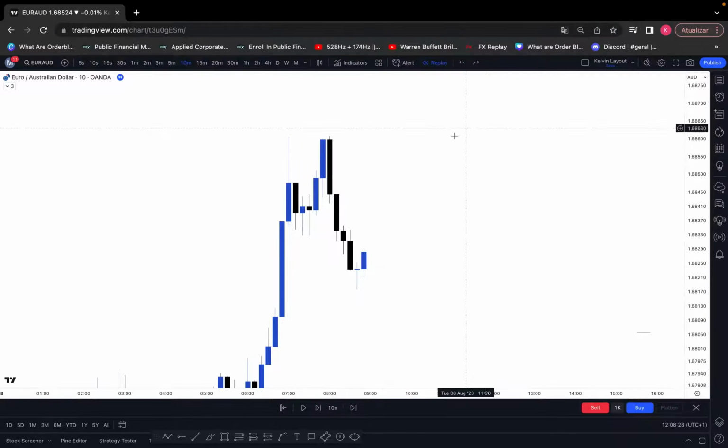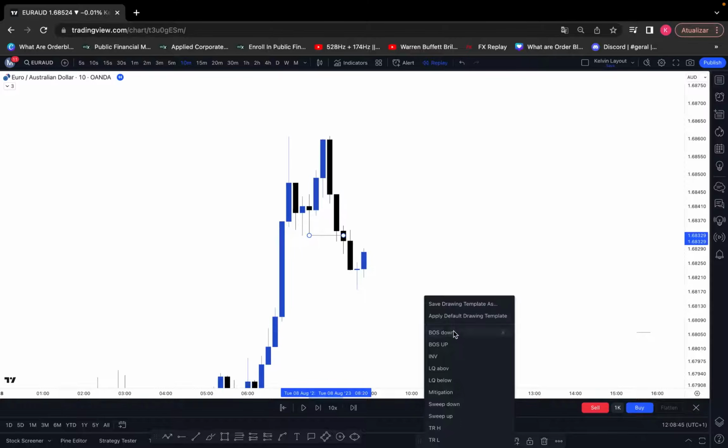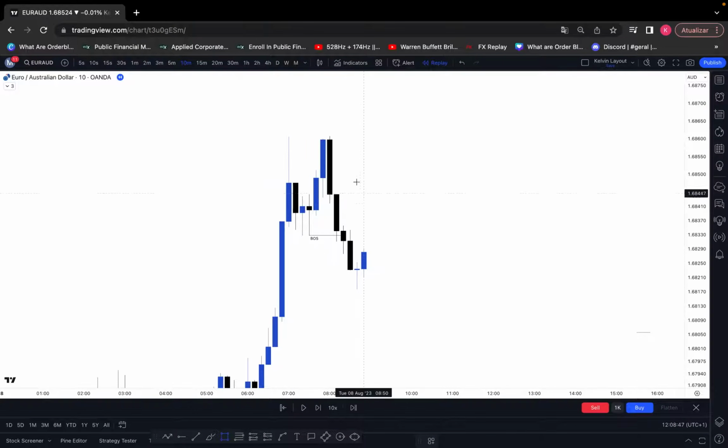So the great confirmation of structure shift will be after we allow the price to mitigate the change of character point of interest, and then we get the second break. That will be a confirmation that we have shifted from bullish to bearish. So in this particular scenario, we can see that we have the change of character right here. So I'll call this BOS, right? And the point of interest is sitting right here.